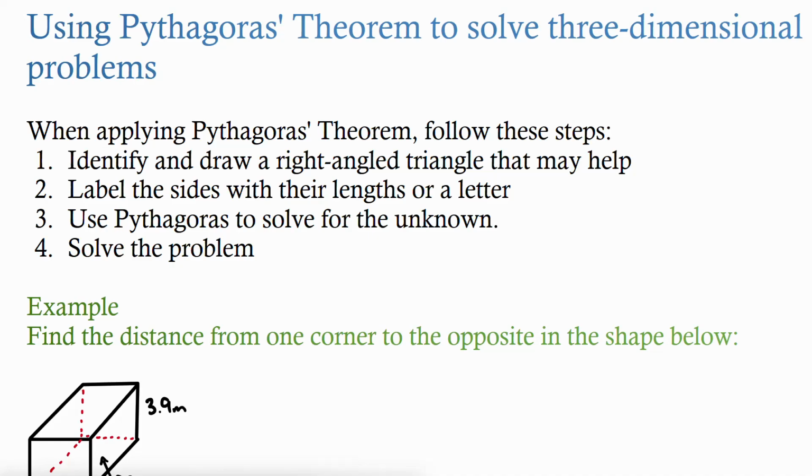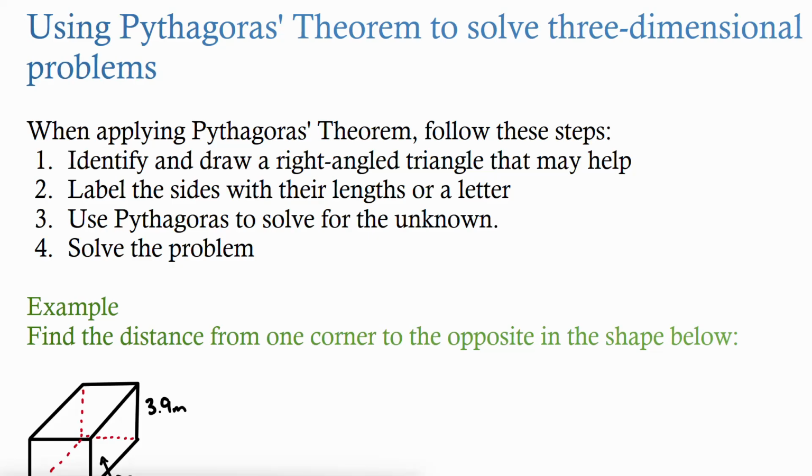In this video, we're looking at using Pythagoras Theorem to solve three-dimensional problems. Very similar to how you would solve two-dimensional problems. So when you're applying Pythagoras Theorem, you identify and draw a right-angled triangle that may help. You label the sides, use Pythagoras to solve it. There you go.